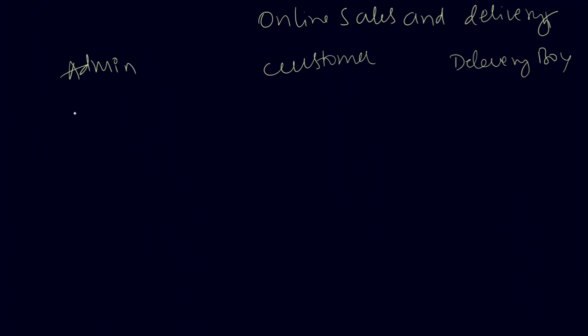In the admin, the admin can log in. You start with the main page, the website main page. Then options. In the options you can have three options: admin, customer, delivery. Then the admin can log in and go to the main page. In the main page you can have these options.